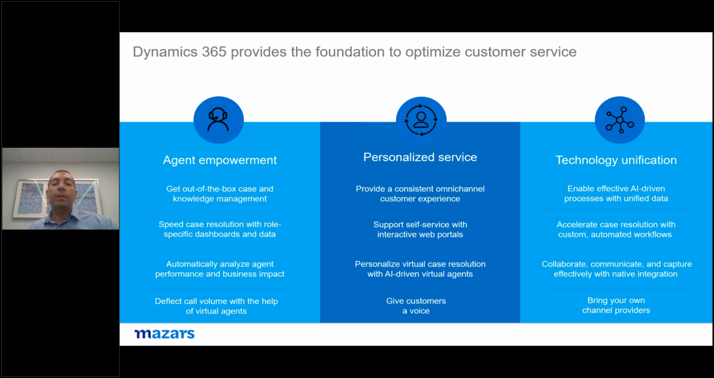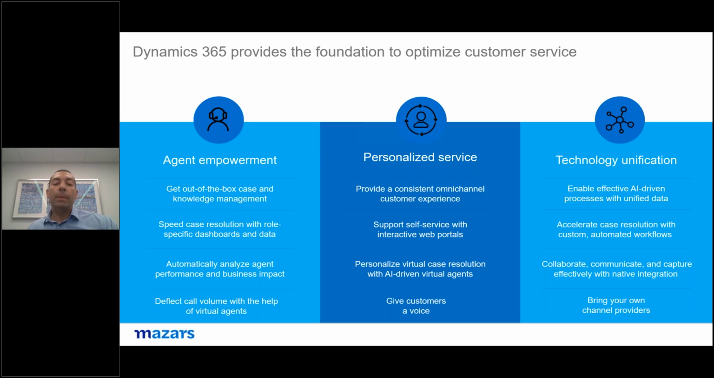Then we look at personalized service. So again, that consistent omni-channel customer experience is going to be critical as your customers are engaging with you. If they're not happy with your chatbot, if the calls are great, but the chatbot is not so great, it's going to frustrate them. So you want to make sure that you have the right experience for each channel. You don't have any friction. It's a frictionless experience across each channel. Support self-service with interactive web portals. So self-service is very important, that 24/7, 365 service. Give your customers a really good self-service experience so they're able to handle a lot of these requests on their own.